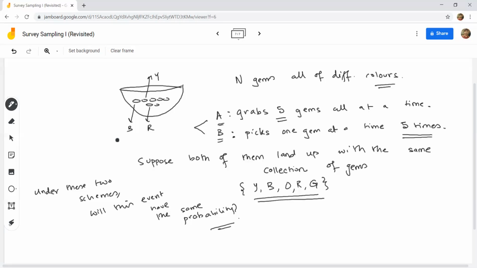It will take some time to think, so you can think and let me know any day by this week. If you have any answer to this, I'll be happy to hear your solution. So try to think about this problem, whether this sample will have the same probability in both scheme 1 and scheme 2.